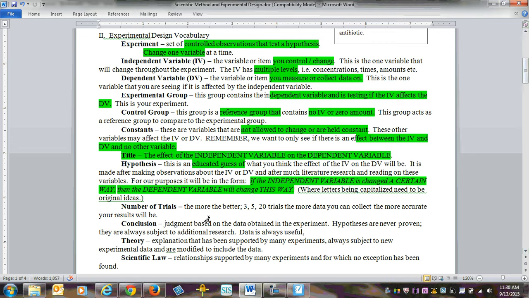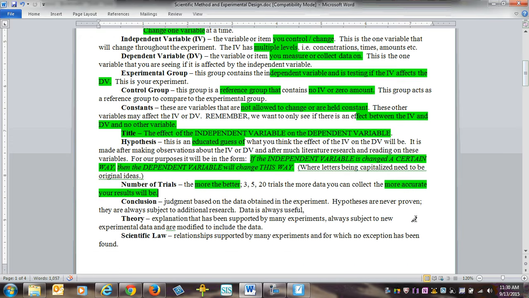Now, the number of the trials, the more the better. However, we don't have a lot of time in a laboratory class to actually do multiple trials. So the more the better. And this will allow you to have more accurate results. Okay? More accurate, or we want to be confident. We want to make sure that that first time we did it, it just wasn't a fluke. We need to repeat it.